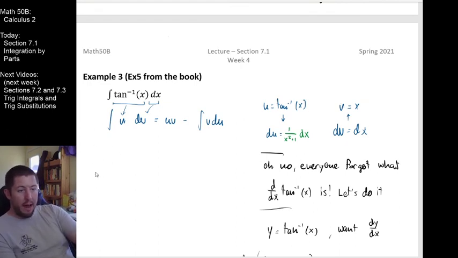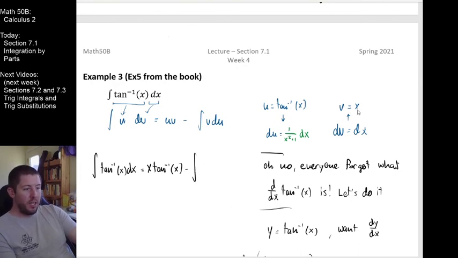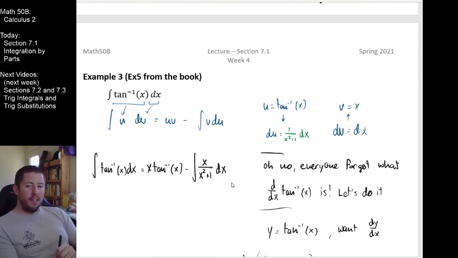So it looks like we've got the integral of tan inverse of x dx is going to be u times v, which is x tan inverse of x, minus the integral of v du, which is x times 1 over x squared plus 1 dx. So I'll write this as x over x squared plus 1 dx. So, did we help ourselves? Did we do ourselves a favor? And the answer is technically yes.